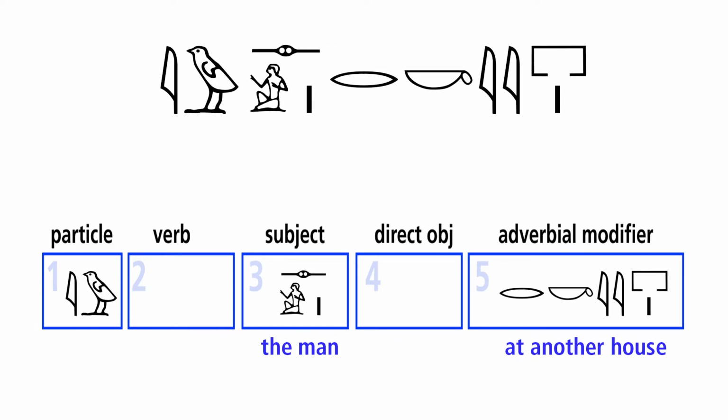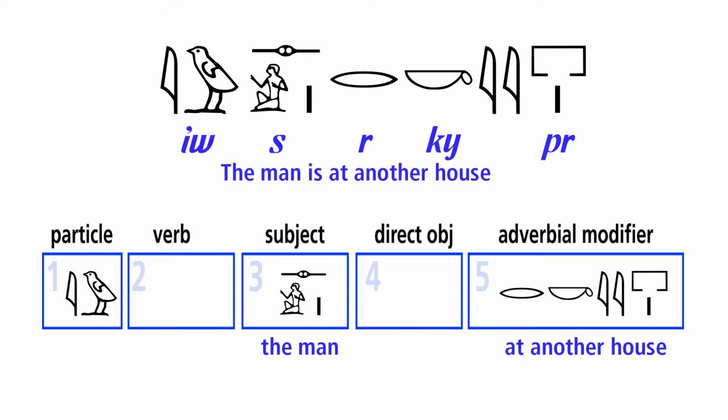Iw s r ky pr. We have here a non-verbal adverbial sentence. Okay, straightforward enough. We have a particle in slot 1, no verb in slot 2, the s meaning man in slot 3, no direct object in slot 4, and a prepositional phrase in slot 5, r ky pr, at another house. So the sentence translates to, the man is at another house.